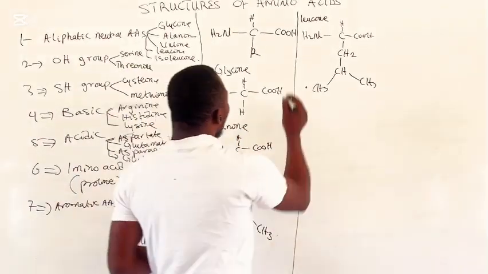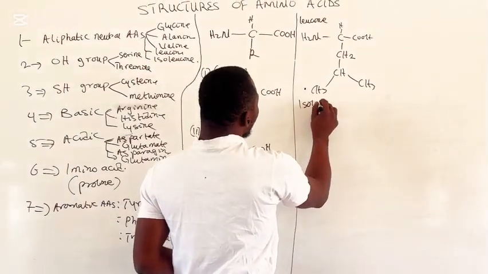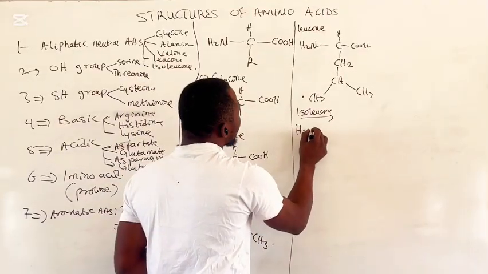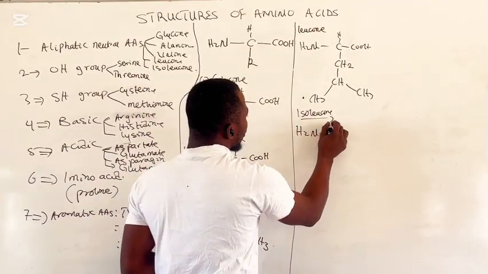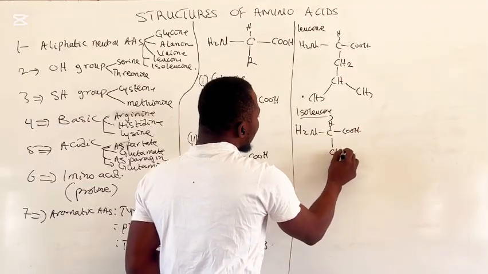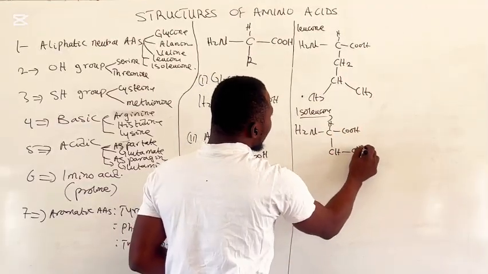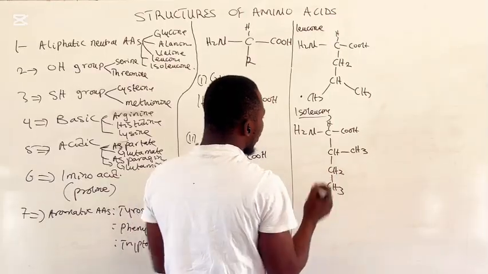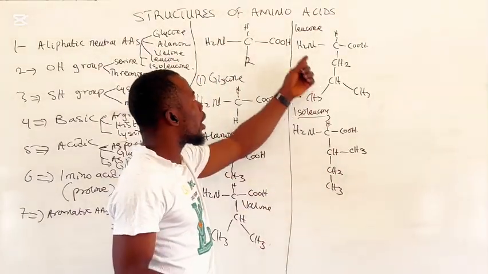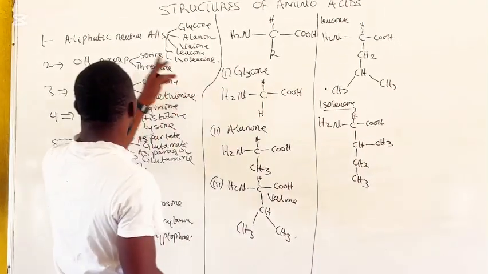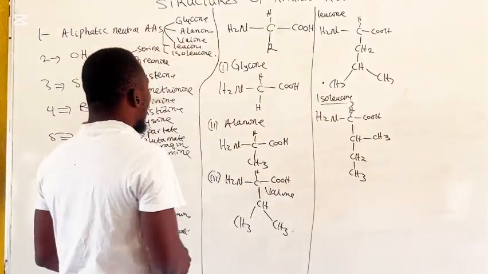The next one is isoleucine. Isoleucine is just an isomer of leucine, and it can be drawn like this: you'll have CH with CH3, CH2, CH3. It's just an isomer of leucine. So these are the structures of the aliphatic neutral amino acids.